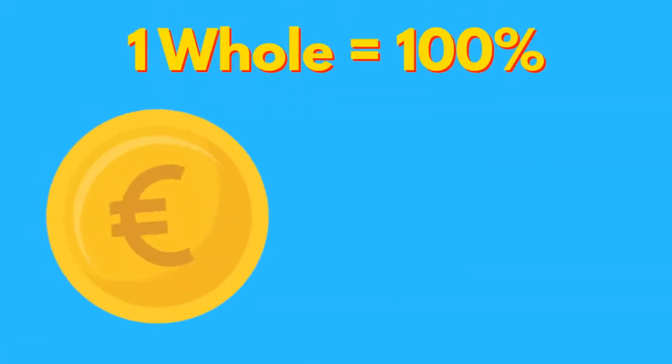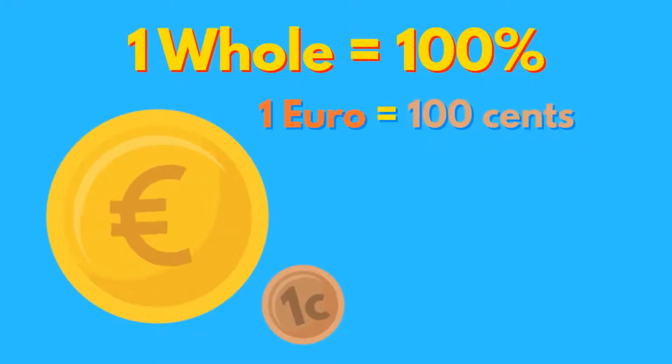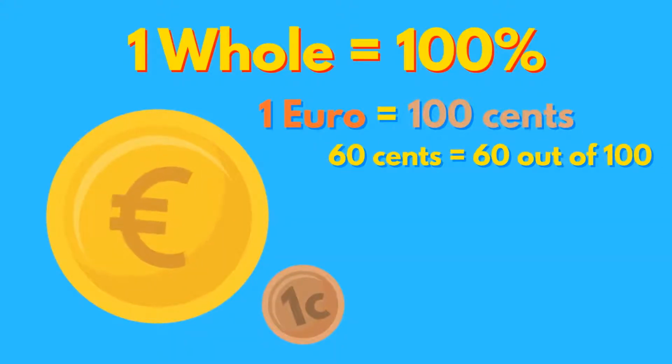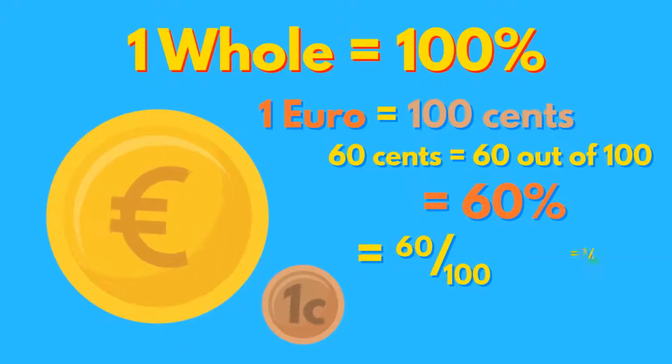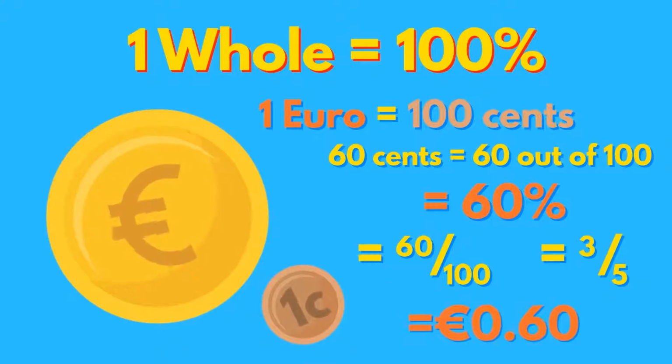Consider a euro. It's also 100 cents. 60 cents equals 60 out of 100, which is the same as 60%. It can also be written as the fraction 60 hundredths and simplified to 3/5, or 0.6 of a euro, which is a decimal. Prices go up and occasionally down.